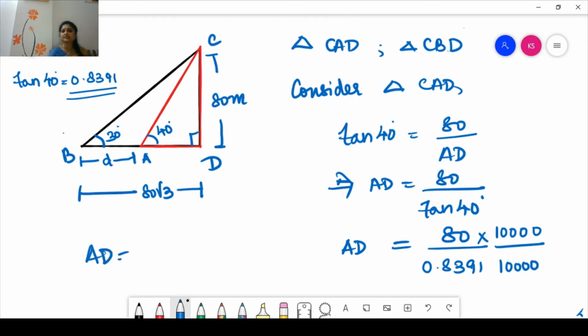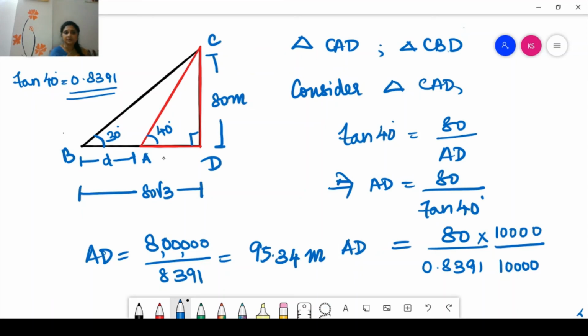So my AD gets converted as 8 followed by 50, that's 8 lakh divided by 8391. Now this one you'll have to use the long division method to divide. Please use the rough column. The rough work has to be done on the relevant page wherein your solution is given. So when you divide it, you're getting 95.34. And that is in meters. So this is your solution as far as AD is concerned. This is in decimal.